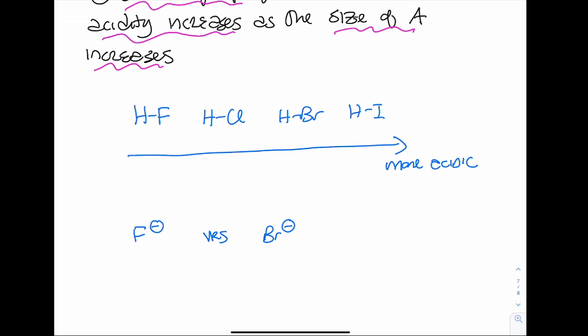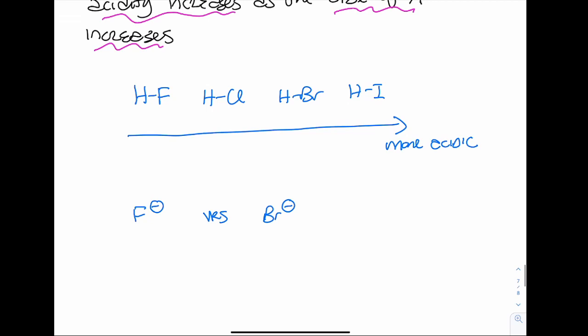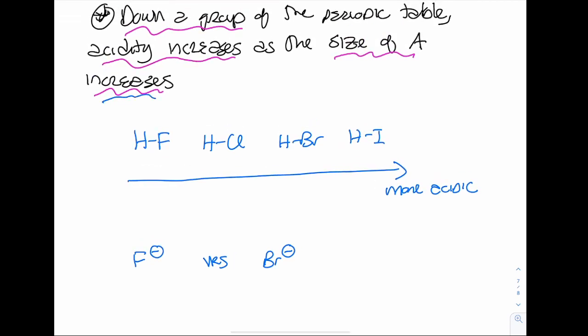So again, do not use electronegativity. If you say that fluorine's more electronegative, so it would rather have the negative charge, you're going to get this incorrect, because that would make the HF the stronger acid, and it's not. HBr is. So electronegativity is not the answer here. This actually has to do, again, with the size, right? As the size of A increases.